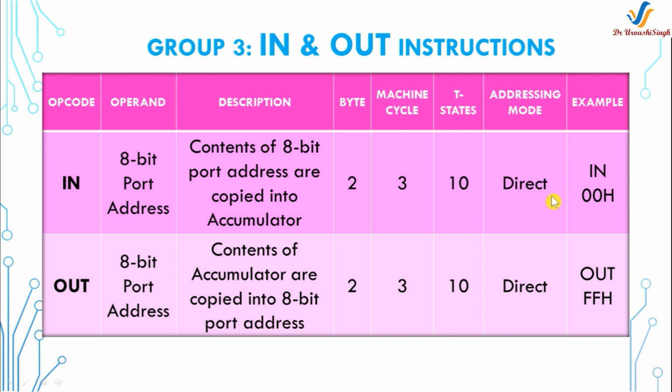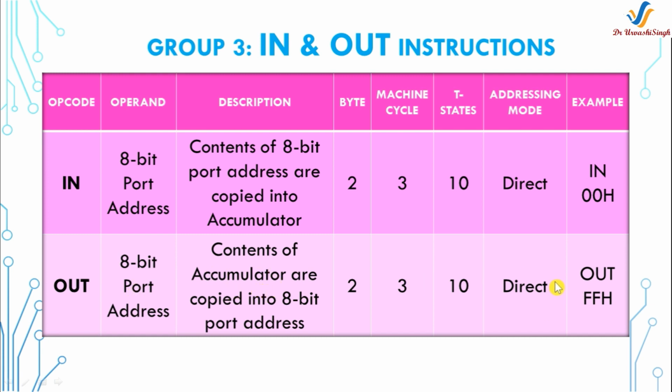Here the addressing technique is direct, because the address of the operand is directly given. This address can vary from 00 hex to FF hex. Now the next instruction is OUT, 8-bit port address. It is just the reverse of the first instruction. In this instruction, the contents of the accumulator are copied into the port address mentioned in the instruction. So the second byte is for this 8-bit port address, the second machine cycle will be memory read, and the third machine cycle will be IO write, because now the microprocessor is writing to the port with the contents of the accumulator.